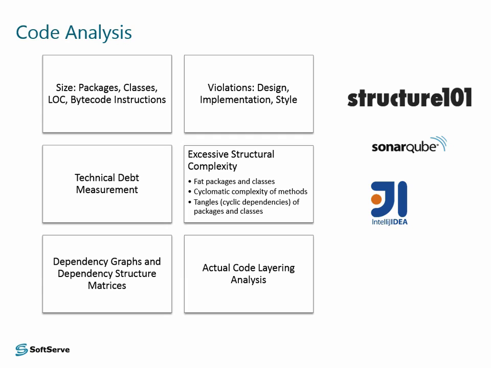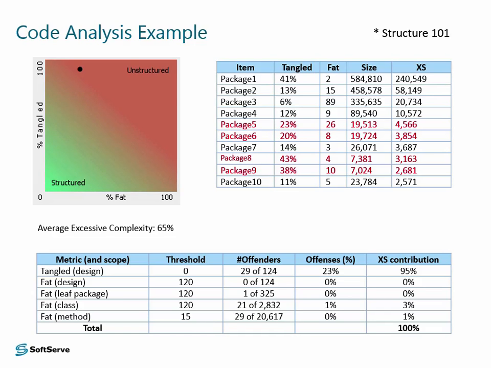Okay, so to find out more about the areas of technical debt, we used a few tools like Structure 101 and of course SonarQube and IntelliJ IDEA integrated tools to find problematic areas. But also we just went through a set of code reviews. Here we can see an example of the output Structure 101 produced. It basically measures excessive complexity and shows fat packages, places where the code is tangled on the design level, and so on.